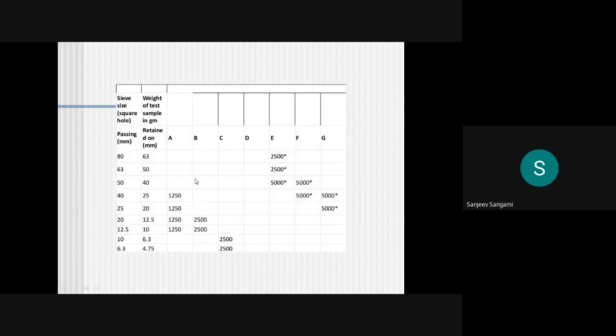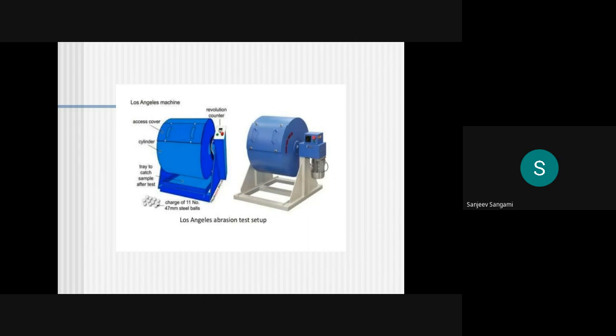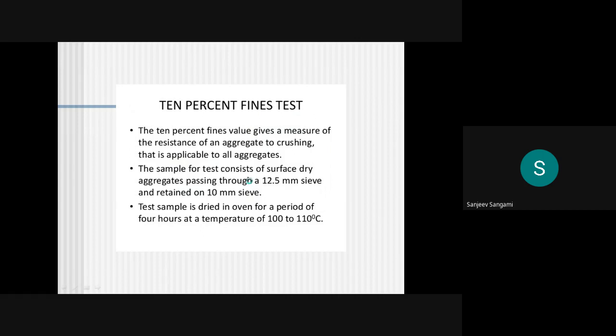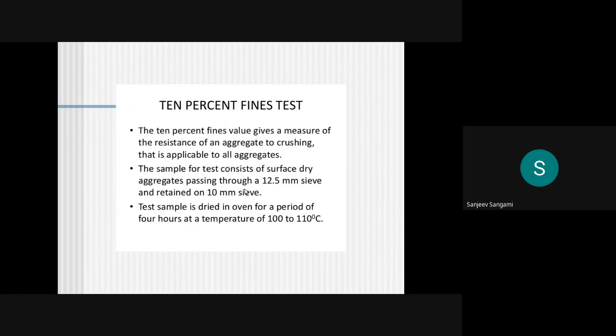In the previous class, we were discussing some of the very important tests on aggregate, and we have already discussed the crushing value. So you have to refer to IS 2386 Part 4 to determine the crushing value. Okay, so then the 10% fine test.